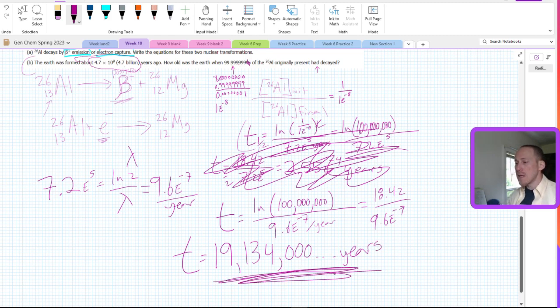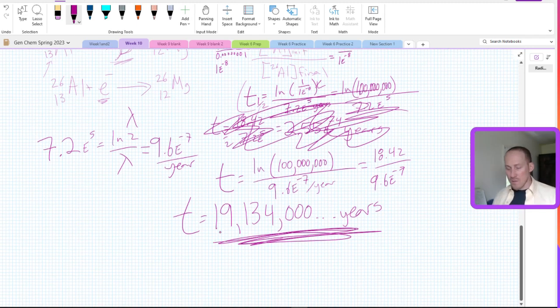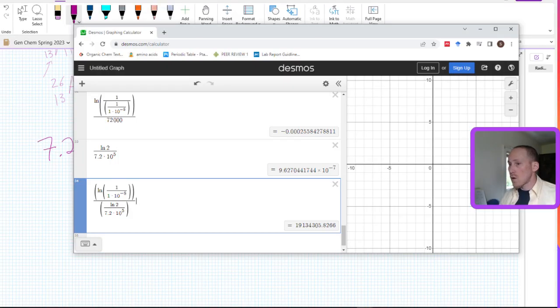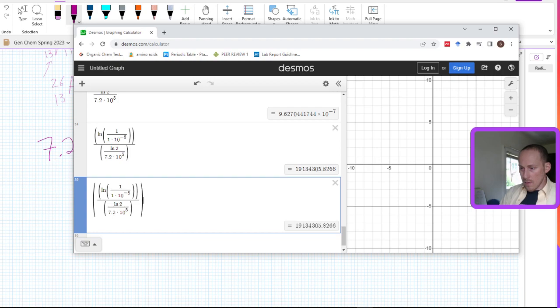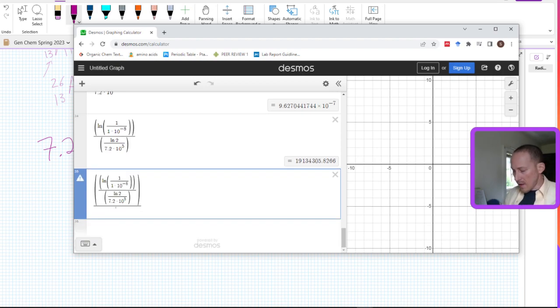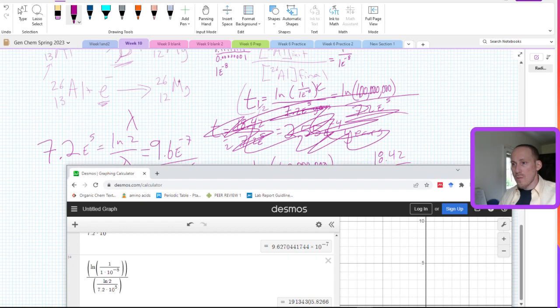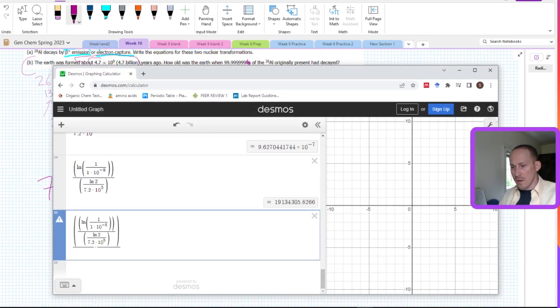It took 19 million years for all of the aluminum-26 to decay, but compared to the 4.7 billion years, that was very quick. In fact, let's just bonus really quick. See what fraction of the Earth's age that is, and then we're going to, for real, call it a day. So we're going to take this number and divide that by, what are we calling it? 4.7 billion.